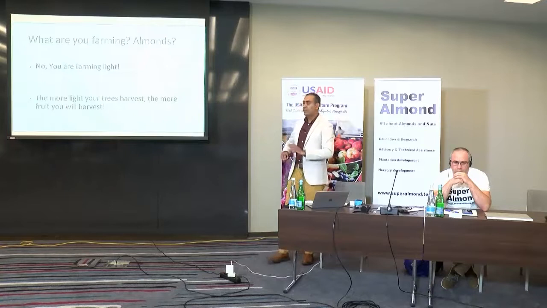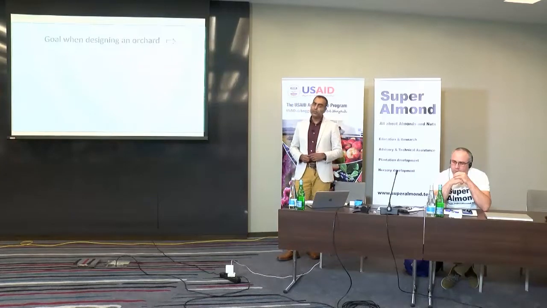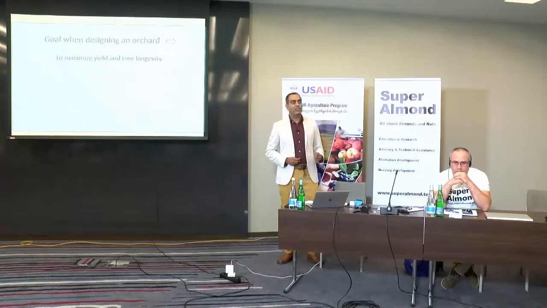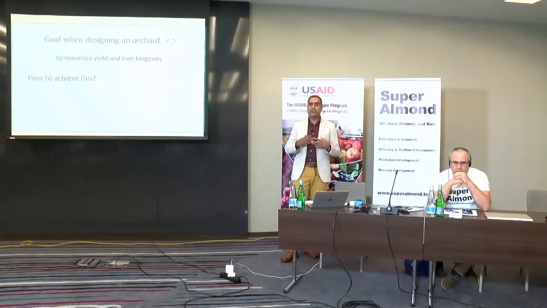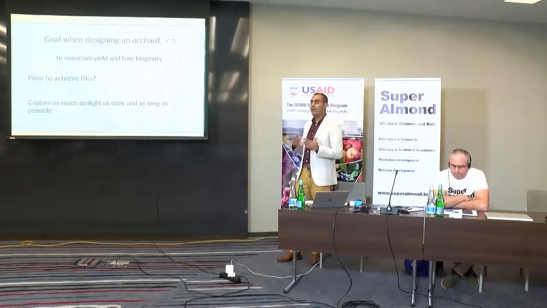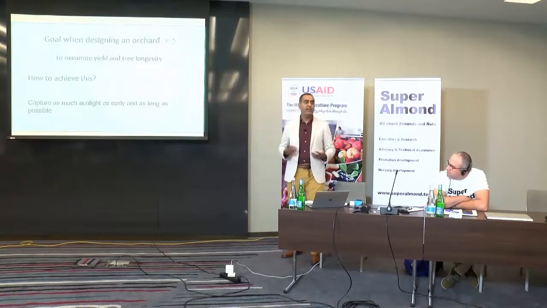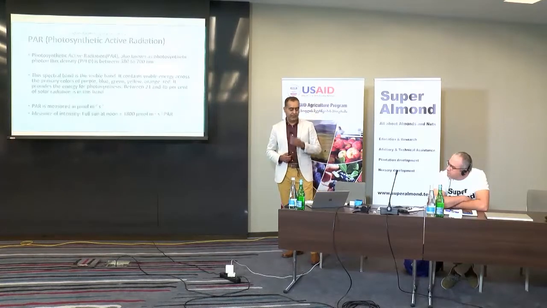The more light your trees harvest, the more fruit you will harvest. So it's as simple as that. The goal when we design a new orchard is to maximize the yield and tree longevity in the early years, and maximize that throughout the life of the orchard. So how to achieve this? Simply capture as much sunlight as you can, as early in the life of the orchard as possible, through the leaves, through the canopy of the plants, and then your trees will produce higher and longer.